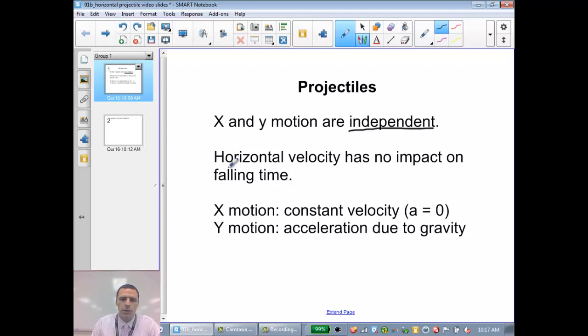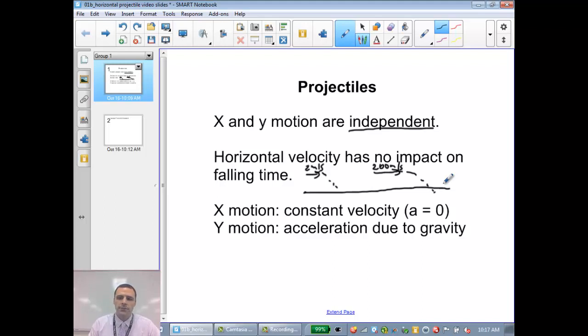And in the second bullet point, what I put here is that the horizontal velocity has no impact on the falling time. So whether you have an object that is projected outward at 2 meters per second from a certain height, or an object that's projected outwards at 200 meters per second, they're both going to fall to the ground in the same amount of time, assuming that they fall from the same height. When you change the height, then you change everything. But just because one is moving faster than the other in the x direction doesn't mean that gravity is going to pull it any differently down towards the ground.